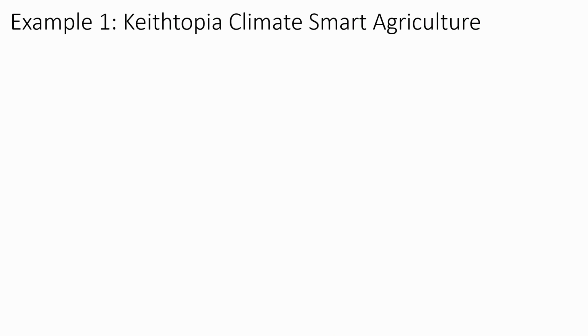All right, next, let's run through a quick example. This is our first example. We'll do 2 examples total. And our first example is about climate-smart agriculture in Keitopia. In an earlier module, we talked about how Keitopia is very reliant on agriculture, and that the agriculture sector in Keitopia is one of the most vulnerable to the impacts of climate change. And as a small island developing state, Keitopia is among the most vulnerable countries in the world, and agriculture is particularly vulnerable.